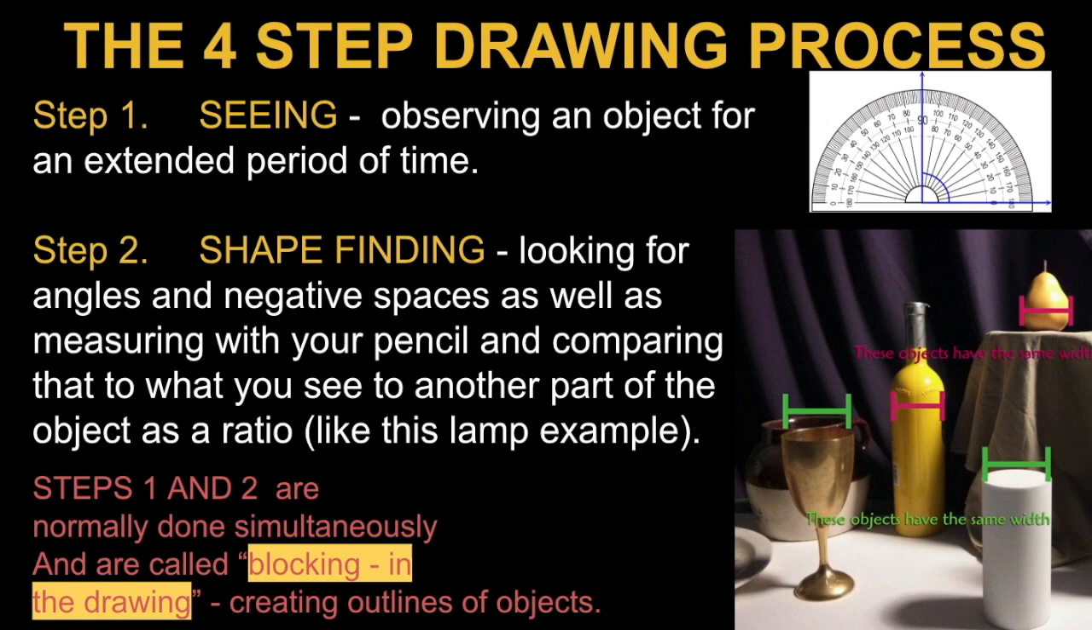And as you can see, that moves us into step number 2, which is shape finding. Shape finding means you're going to look at angles and negative spaces, and again, you're going to compare the sizes and shapes of one part of that object with other objects around it in order to draw things proportionally. Technically, steps 1 and 2 are done simultaneously, and your instructor may often call this blocking in. When you're blocking in, you should be drawing very lightly as well.